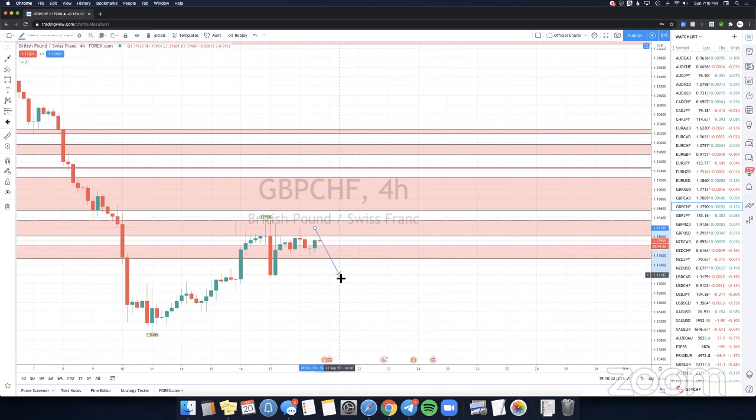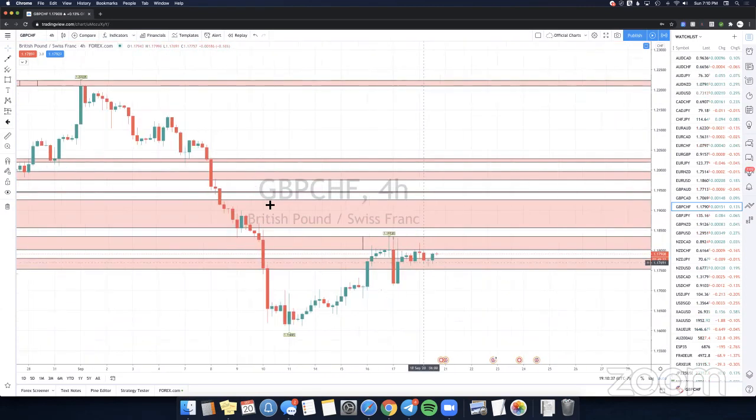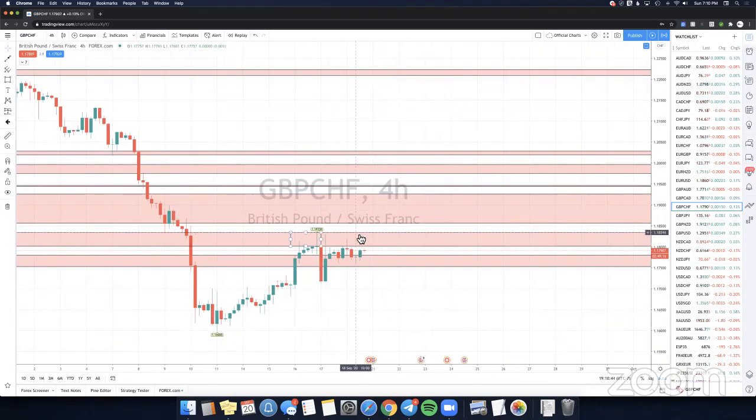I'd probably wait for it to break below and then take a sell because it looks like it's in a downtrend, or it came down, retraced back up, consolidated, and then it looks like it's going to drop back down. So this upper zone right here is going to be 1.18344, and this lower zone right here is going to be 1.17529.